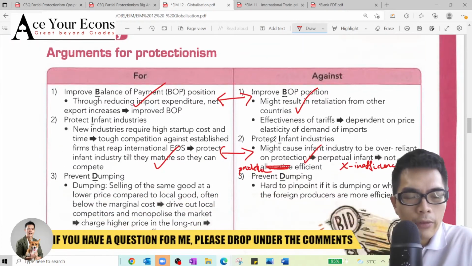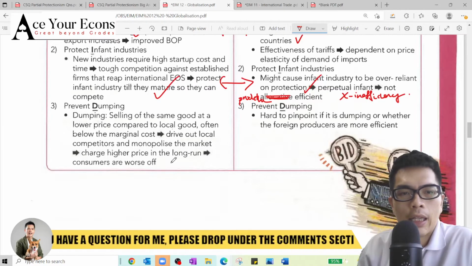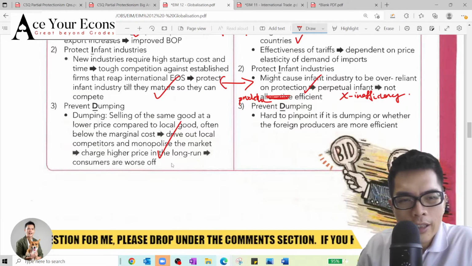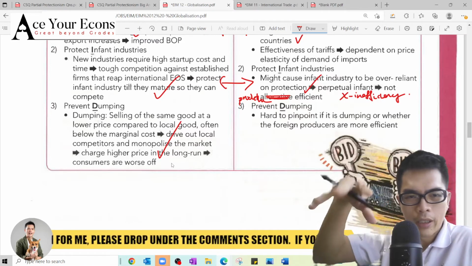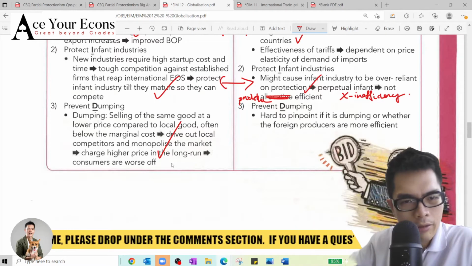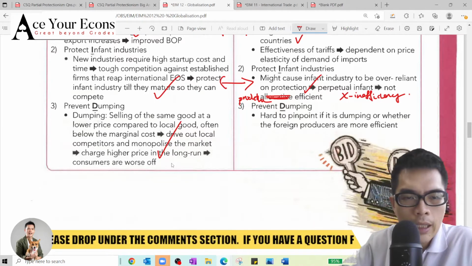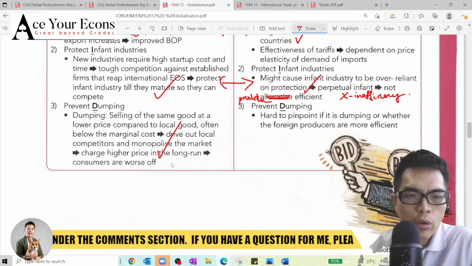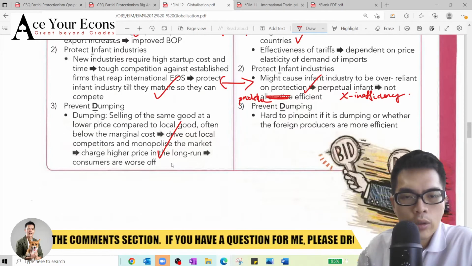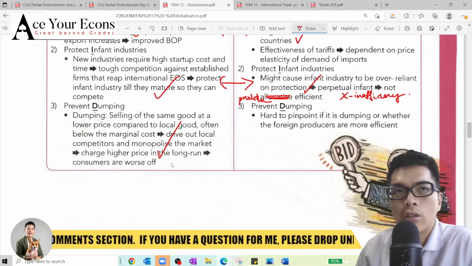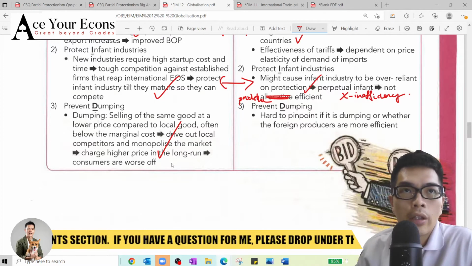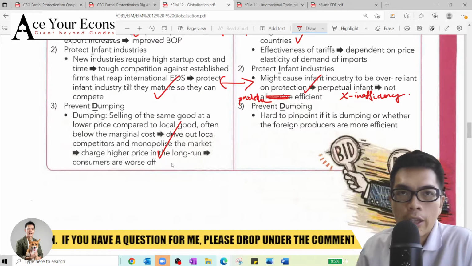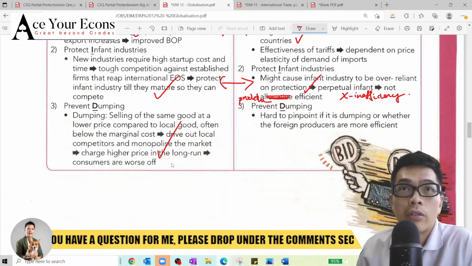Alright, you realize that the third point is called dumping. Dumping is not what you do every morning. That's a different kind of dumping. When we refer to dumping here, read the definition here. It simply tells us that the foreign imports are going to be sold at a lower price compared to domestic goods, and often below the marginal cost. So how can foreign imports be sold below marginal cost? Because they must receive some form of illegal subsidy from their government.